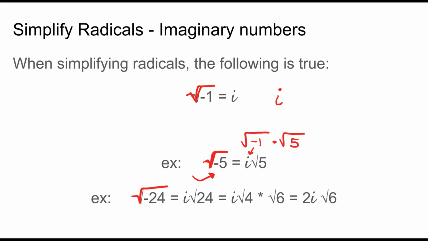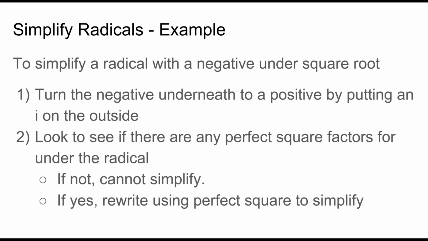We've got the square root of negative 24. That negative comes out as an i, and then we can deal with that square root of 24. That's going to be i square root of 4 times the square root of 6. So we'll get 2i square root of 6. To simplify a radical with a negative under the square root, turn that negative underneath to a positive by putting an i on the outside. Look to see if there are any perfect square factors. If not, we're all done. If yes, rewrite and simplify.